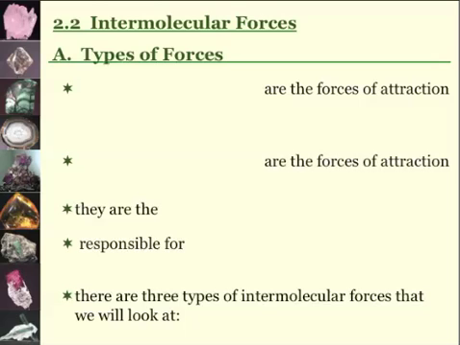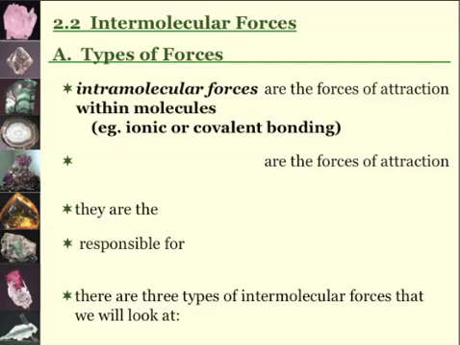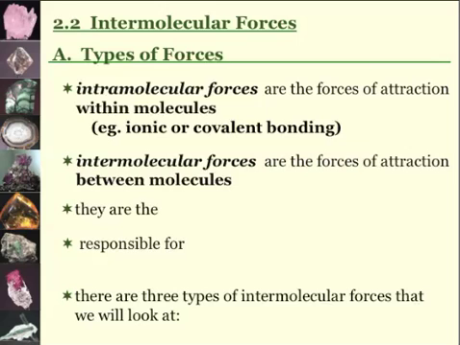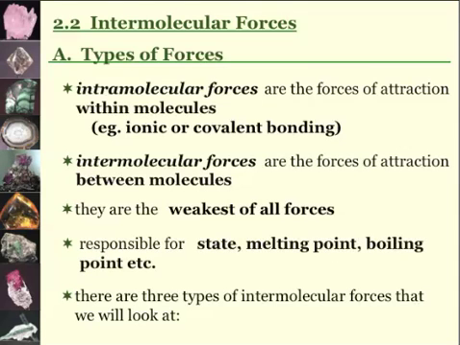So we're going to talk about intermolecular forces. There are 2 different types of forces. There's intramolecular forces, which are forces of attraction within molecules, for example, ionic or covalent bonding. We also have intermolecular forces, which are forces of attraction between molecules. These intermolecular forces are the weakest of all forces, and they're responsible for state, melting point, boiling point, etc. Okay? There are 3 types of intermolecular forces that we look at.